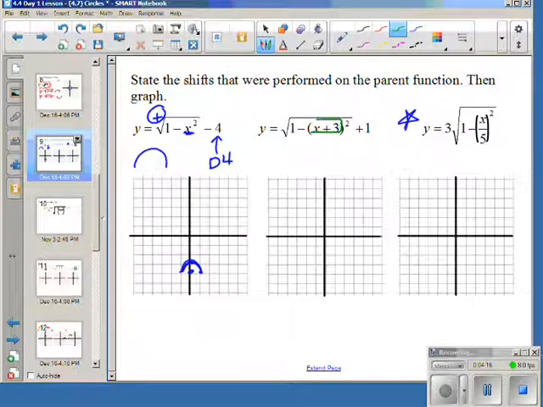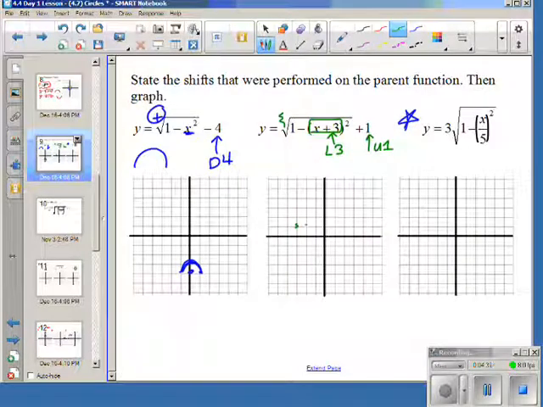And I notice that the x now has something next to it. Remember, inside parentheses, it's the opposite. So that really is going left 3. And the 1's making it go up 1. And notice there's still no number outside here, and there's still no number on the bottom. So I don't have any stretches. So I'm going to go left 3, up 1. That's really my center. I'm just going to make a little point.